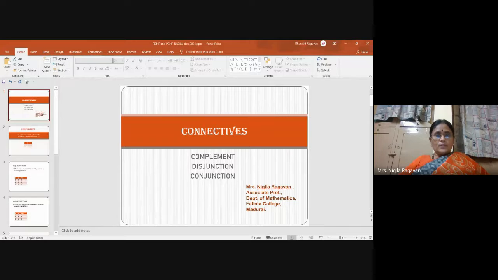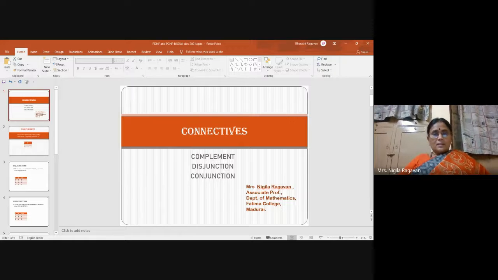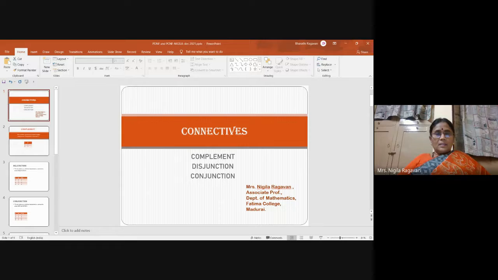Today we are going to study how to find out PDNF and PCNF for any given formula. For that purpose, now we shall learn a few connectives called complement, disjunction, conjunction. There are many connectives, but today we learn only three connectives.